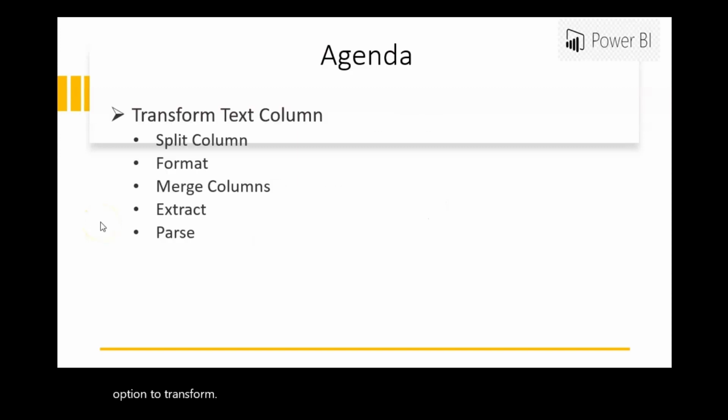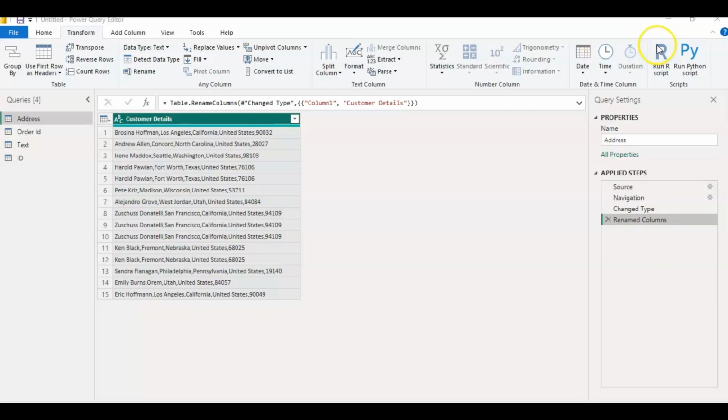In this section, we are going to discuss split column, format, merge columns, extract, and parse options to transform any text column in Power Query. In the Transform tab of Power Query, in the text column section, we will get all the options that we are going to discuss in this video. Let's start with the split column option.